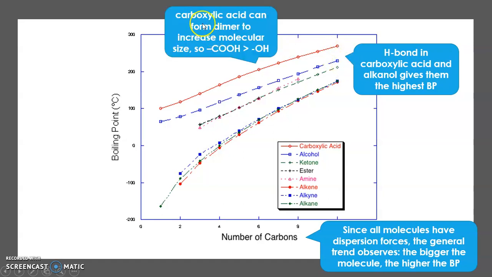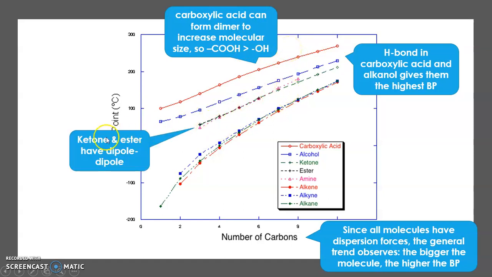But you notice that carboxylic acid is still higher than alcohol. That is because carboxylic acid can form a dimer due to its molecular shape, and therefore you're basically increasing your molecular size by merging two molecules into one. So therefore, carboxylic acid still has higher boiling points than alcohol.